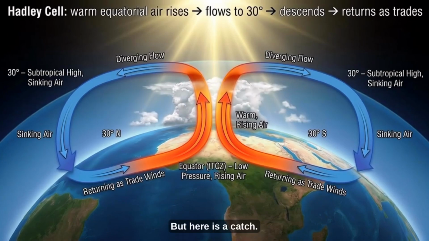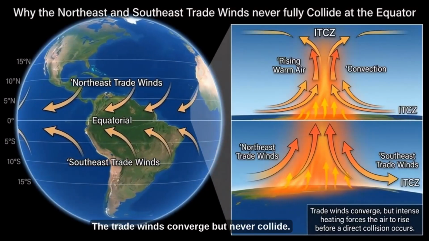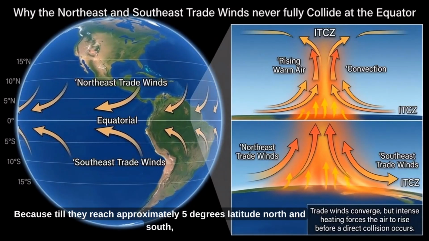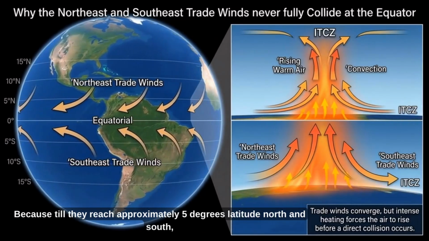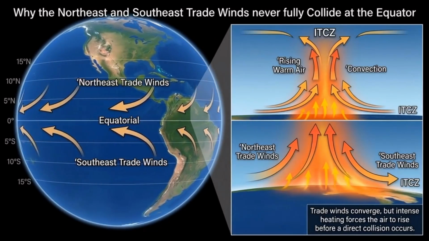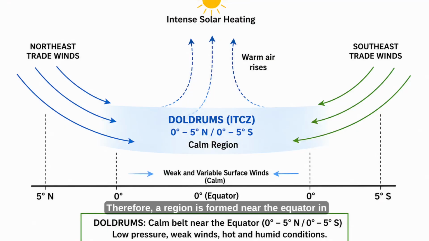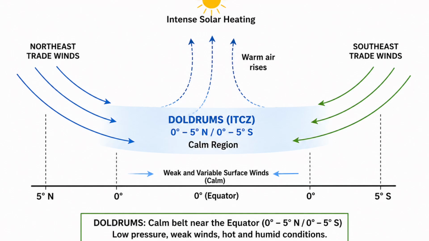But here is a catch. The trade winds converge but never collide. Because by the time they reach approximately 5 degrees latitude north and south, they are already so warmed up that they rise. Therefore, a region is formed near the equator in which there are very calm surface winds called doldrums.